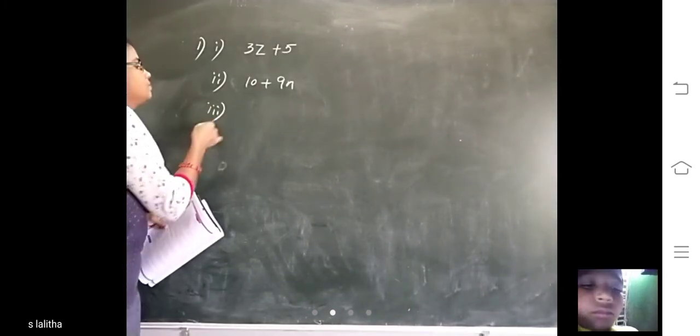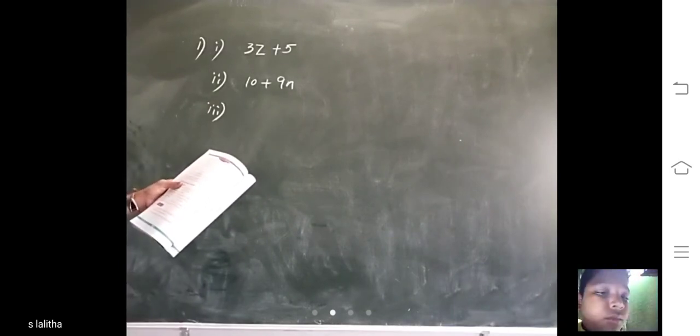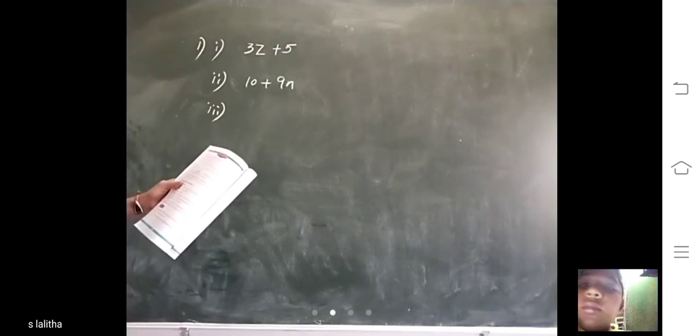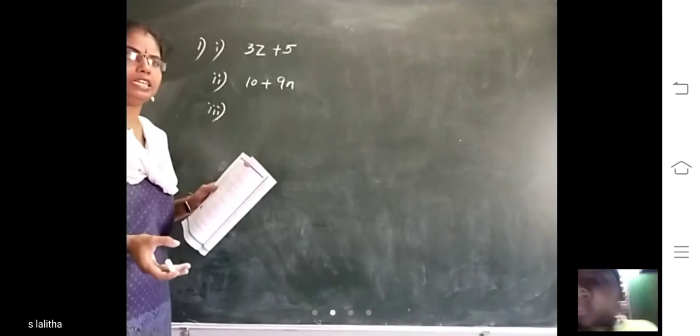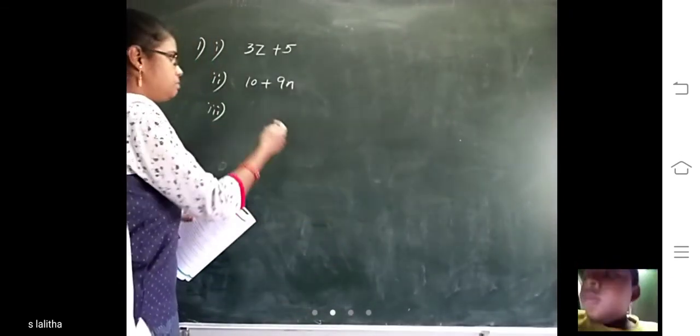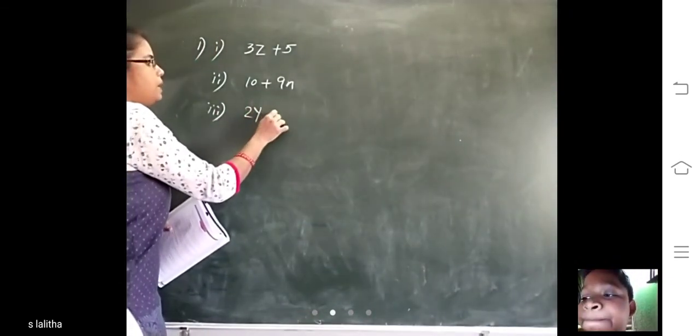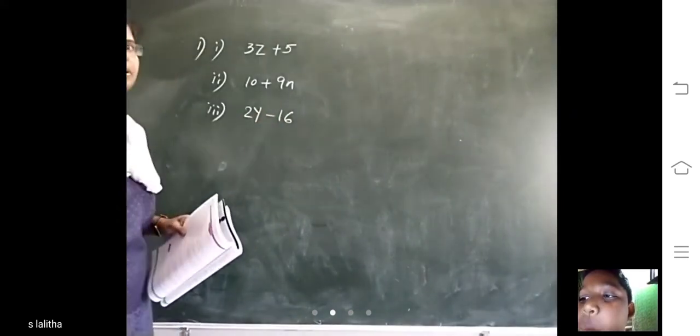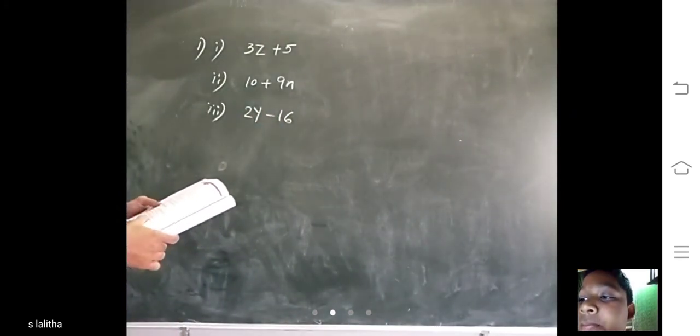Third one is 16 is subtracted from 2 times y. So 16 is subtracted from 2 times y. That means 2y minus 16.